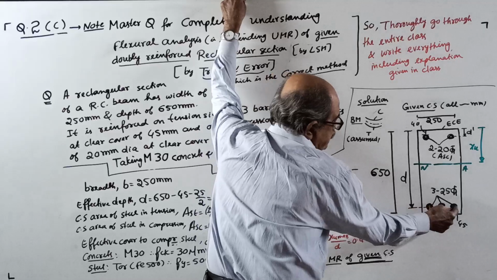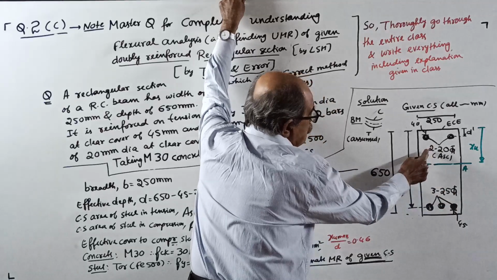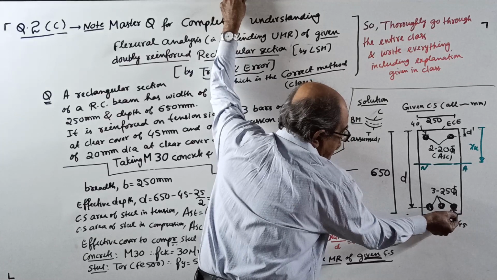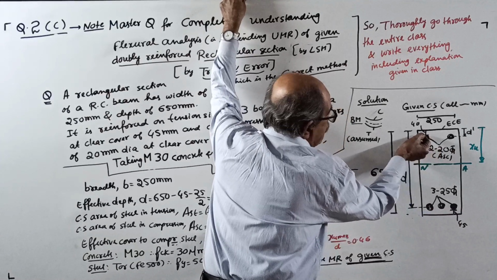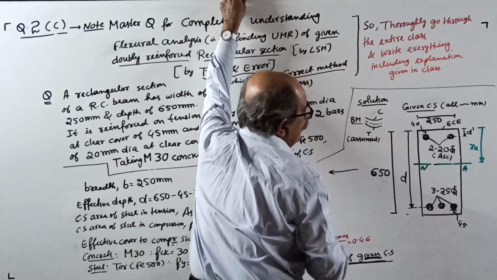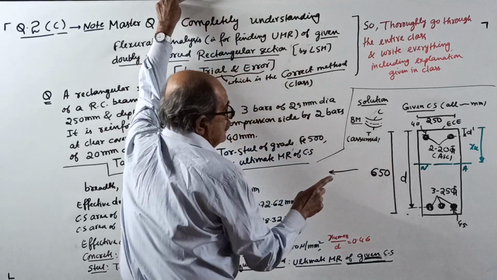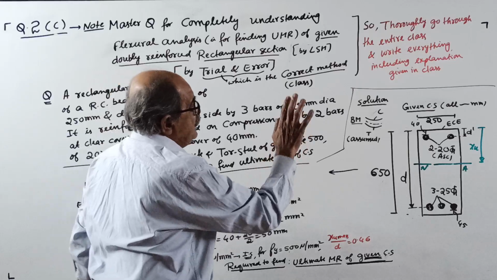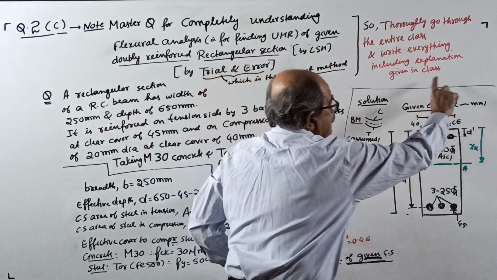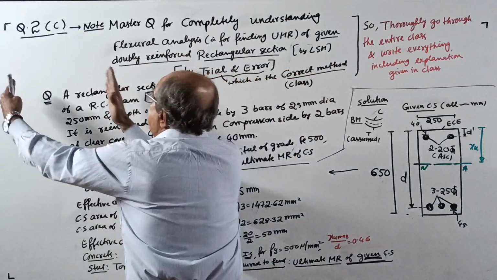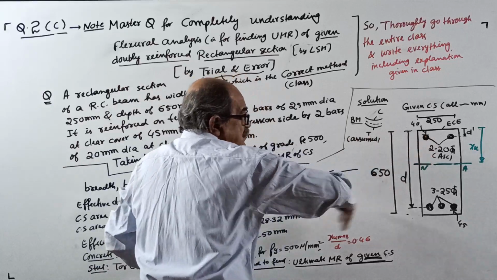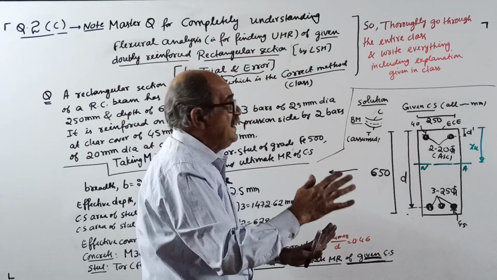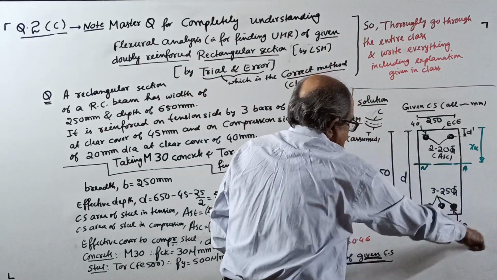So, tension steel is 3 of 25 with clear cover given 45, and compression steel is 2 of 20 with clear cover given 40. Now, that's all, start systematically. First do one thing: solution. Write the given cross section part neatly first, then go further.